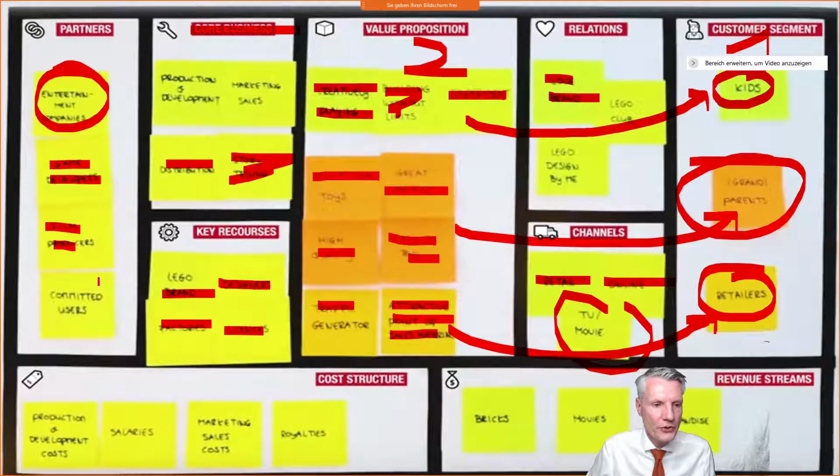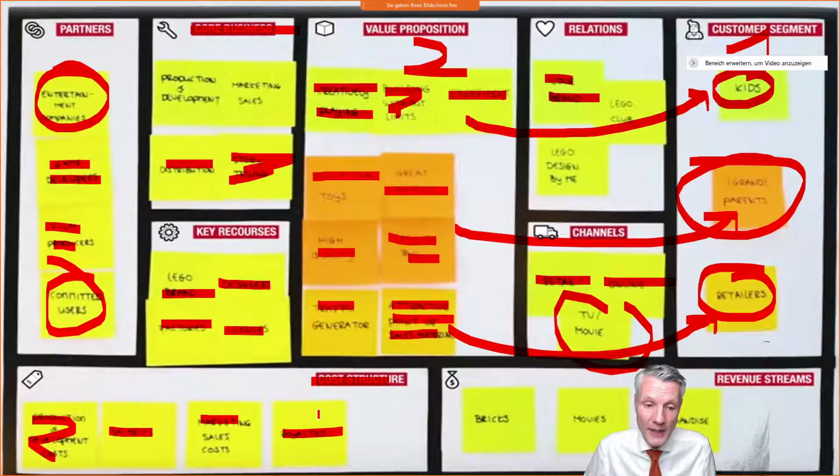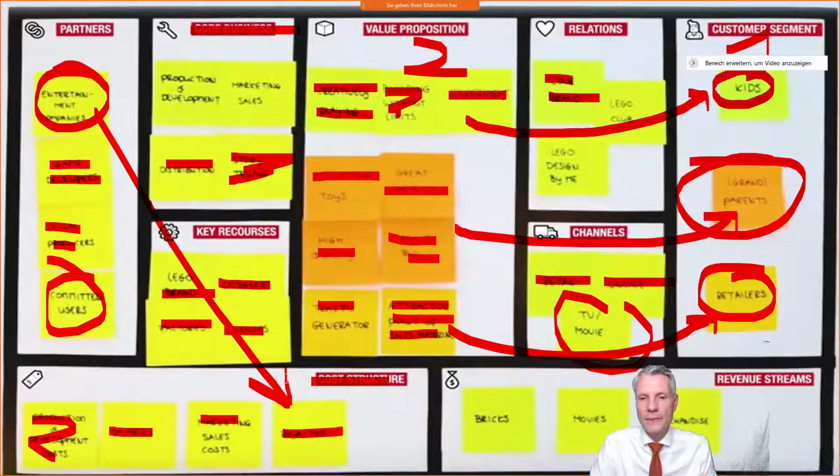Cost structure. What are costs? Of course, salaries for people, production and development cost, marketing, and royalties also they have to pay, because they have to pay big amounts of money to the partners, the film industry here, for example, to get their brand associated with Star Wars, Lego Star Wars. They have to pay for that, of course. What are revenue streams? The bricks itself, so the products, but also the movies and the merchandise.